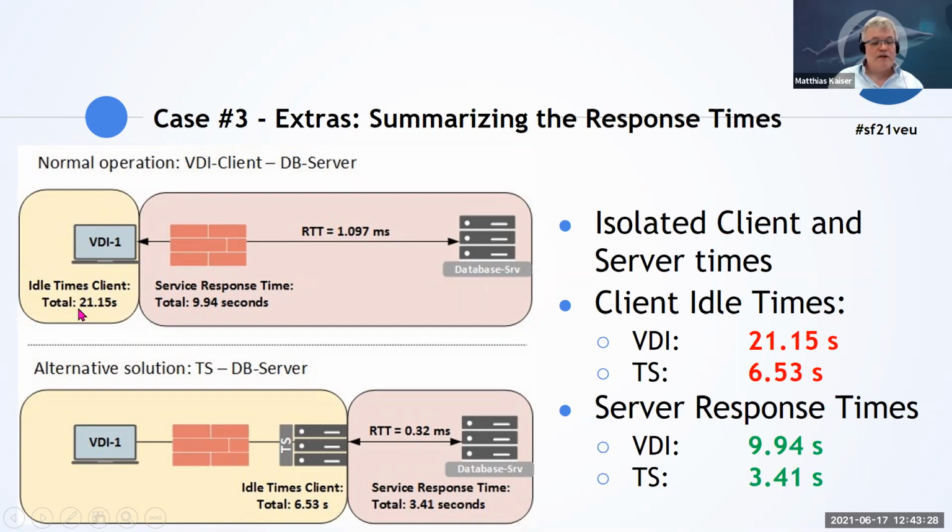So the client time was 21 seconds. The server time on the VDI was 10 seconds. So that made those 31. Now for the terminal server, where the application actually resided on the terminal server, we had idle times of 6.4 seconds, which made a huge difference. But look at this. The response time to the database server and back, the round trip time, being 320 microseconds. And to add it up completely, we ended up with 3.41 seconds.